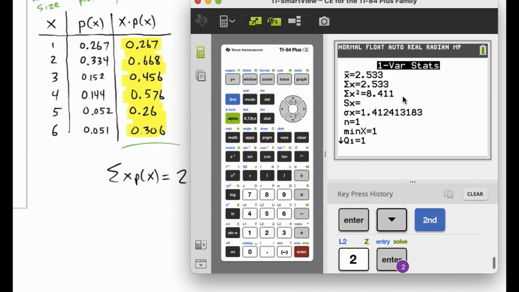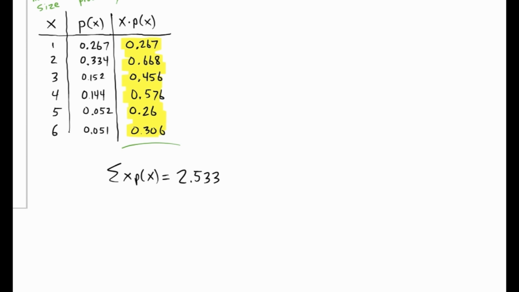And then it's going to give us the mean, 2.533. It's exactly what we found. Another thing this problem asks for, though, is the standard deviation. And that is given right here in the calculator. Okay, sigma x is 1.412. We want to find that standard deviation as well.